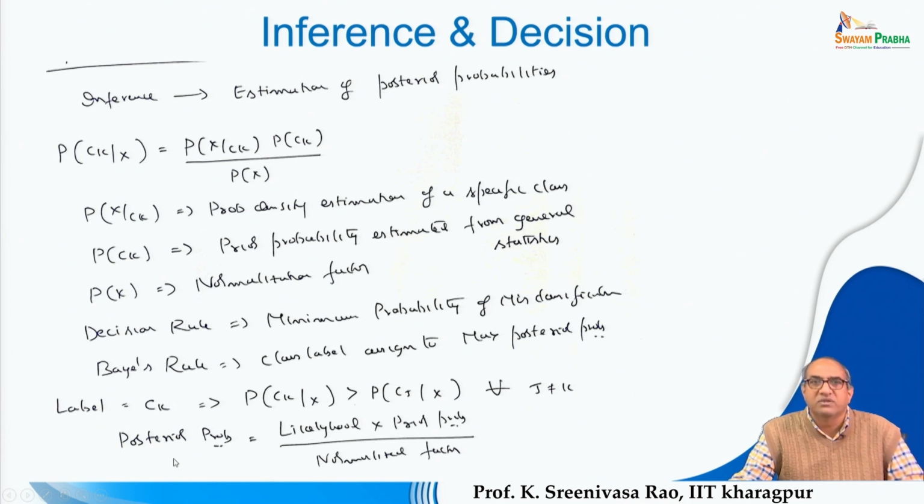The posterior probability, as I already mentioned, involves a class conditional density, and since the class conditional density is estimated using a functional form, we try to maximize that function. So these are known as the likelihood function and the prior probability, divided by the normalization factor.